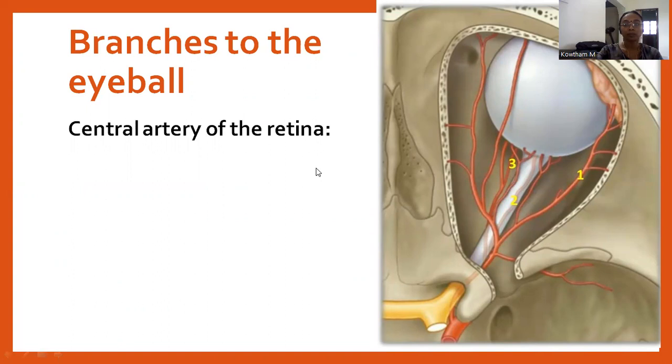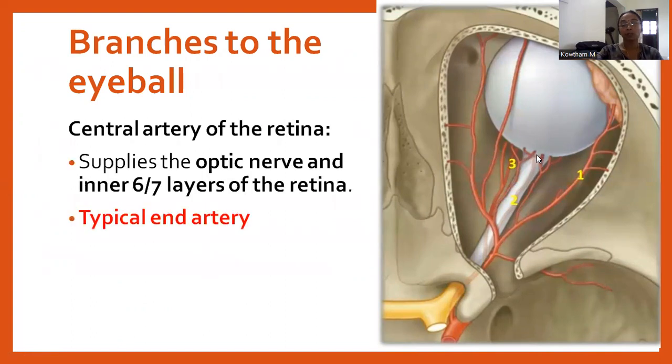So for the branches to the eyeball, it gives one branch that is called the central artery of the retina. So this is the central artery of the retina, which arises from the ophthalmic artery. It pierces the optic nerve and it enters the posterior part of the eyeball. So here it supplies the optic nerve and inner 6-7 layers of the retina. So this artery is an example of a typical end artery. If it is occluded, it produces total blindness.